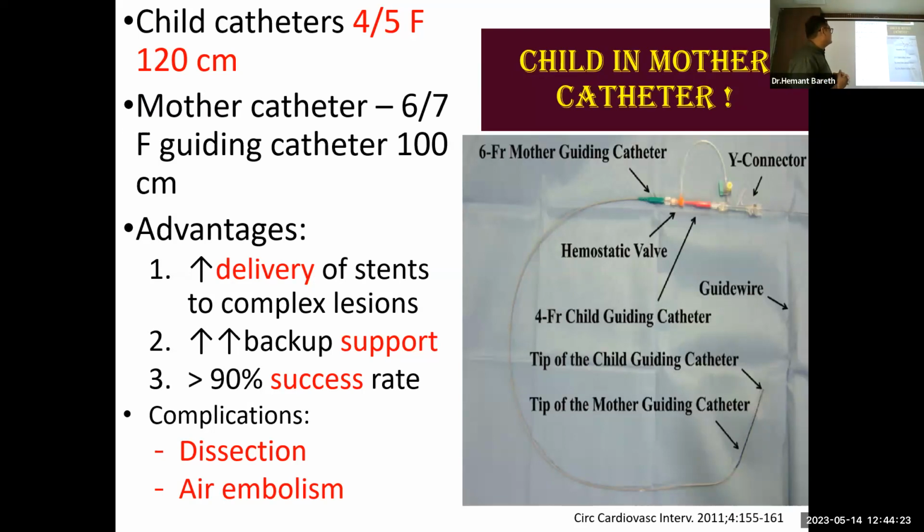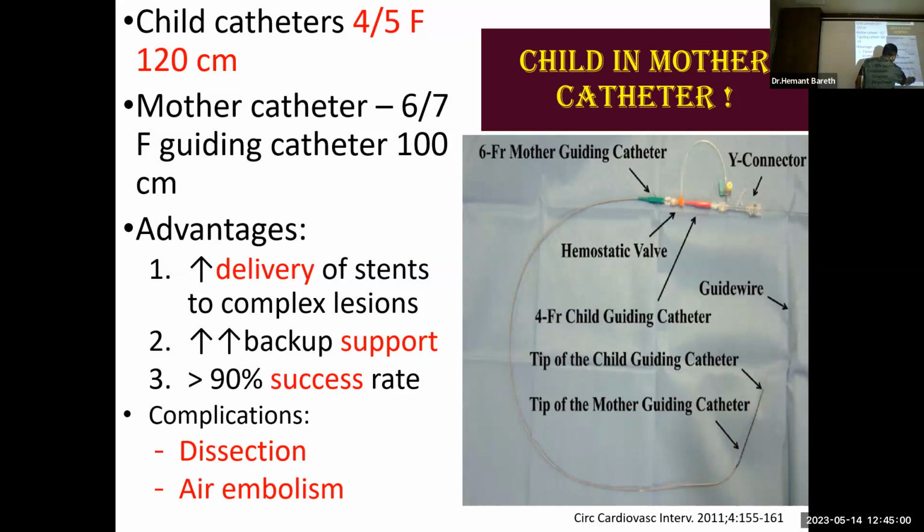But the best technique is this child and mother catheter. I think that is the best technique. So what is this child and mother? So you see, this is the child catheter, and this is the mother catheter. And this is the child inside the mother. So you see the child is going inside the mother. Mother is bigger diameter, and child is 2 French smaller. So this is the mother. Inside, the child is going, and what is the child doing?